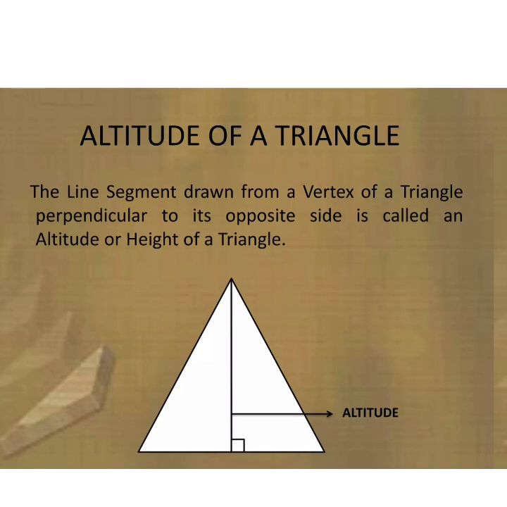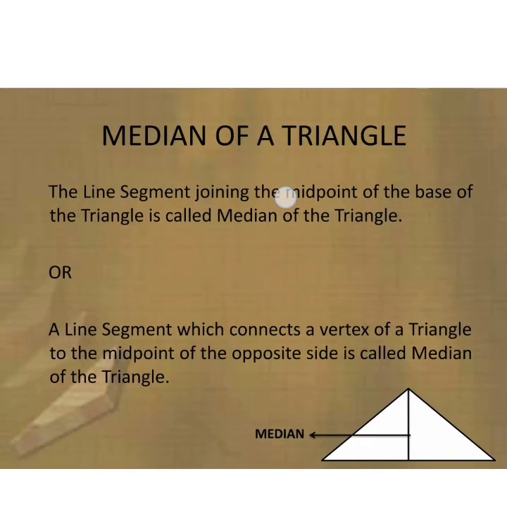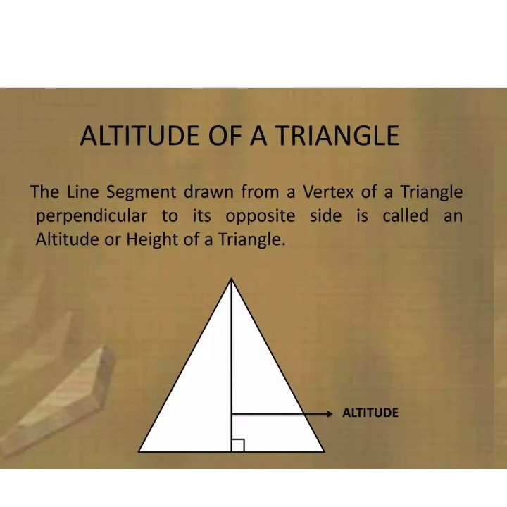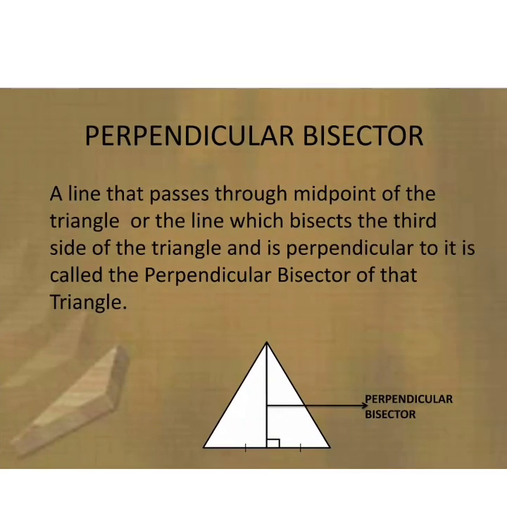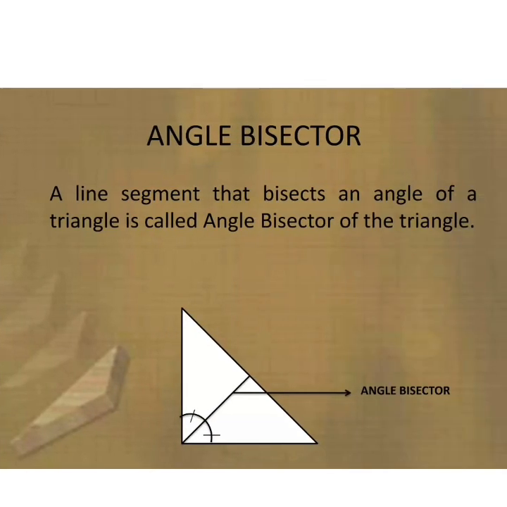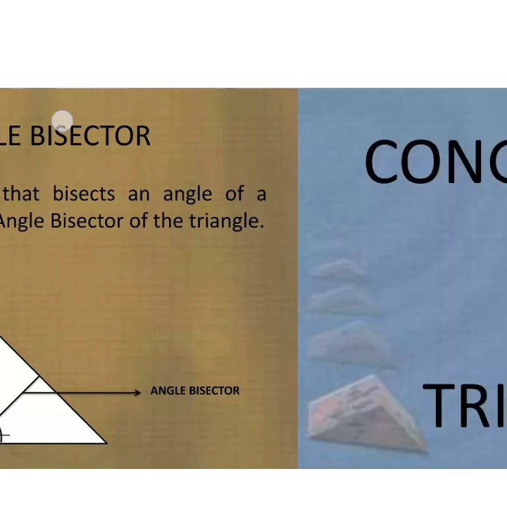Altitude of a triangle. The line segment drawn from the vertex of a triangle perpendicular to its opposite side is called an altitude or height of a triangle as shown in the figure. Perpendicular bisector. A line that passes through the midpoint of the side of the triangle and is perpendicular to it is called the perpendicular bisector of that triangle. Angle bisector. A line segment that bisects an angle of a triangle is called the angle bisector of the triangle, as you can see in the figure below.